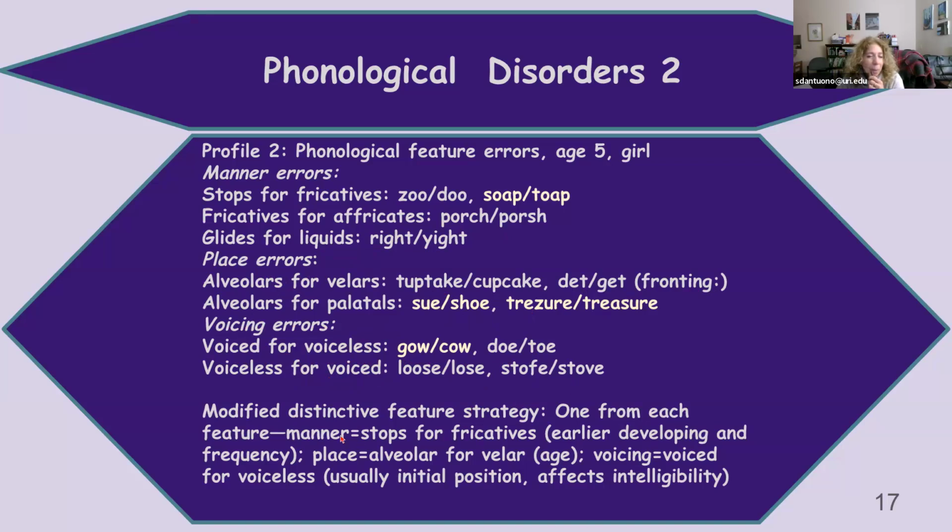So you would think about a modified distinctive feature strategy, taking one from each feature. Manner, right, is earlier developing and frequency. Place, alveolar for velar, is age. And voicing, voiced for voiceless, is usually in an initial position and it affects overall intelligibility.